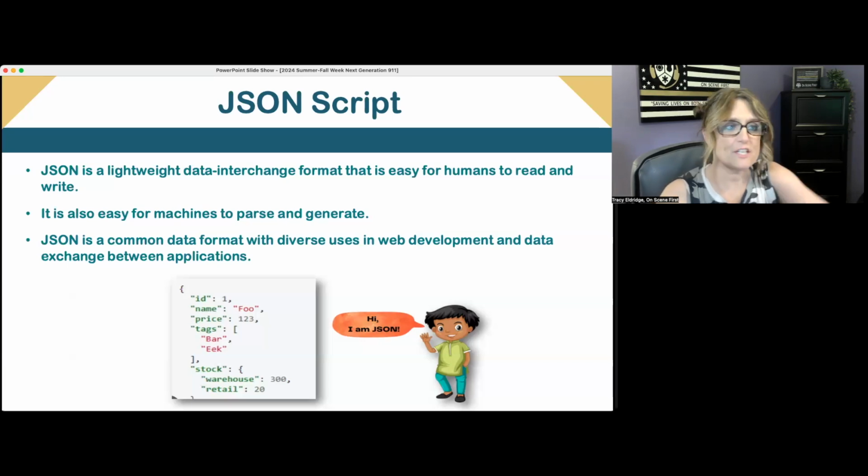JSON, by definition, is a lightweight data interchange format that is easy for humans to read and to write if they had to. It's also easy for machines to parse and generate. JSON is a common data format that diverse users in web development and data exchange between applications. So it's pretty straightforward, cut and dry.